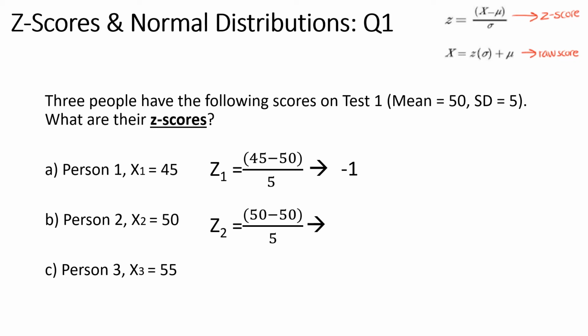Person two, similar kind of deal. You can see their score is 50, so the x in the numerator part of that fraction, x is their score, so that's 50. The other 50 is from the mean, and then it's being divided by 5 because that's the standard deviation. And we get a z-score of 0. And then a similar thing for the third person, and now we have a z-score of 1.